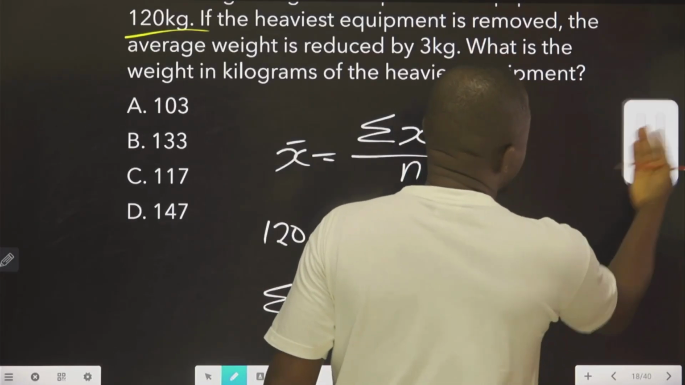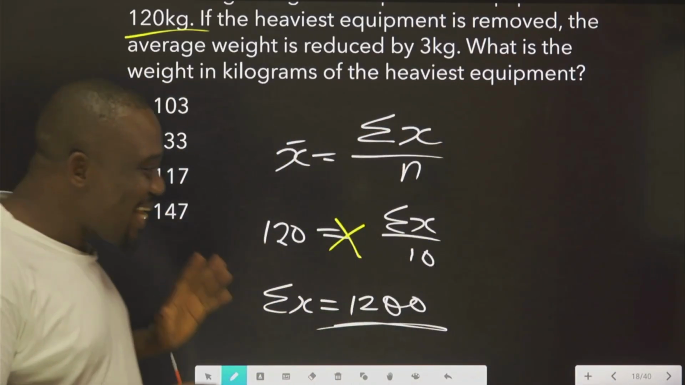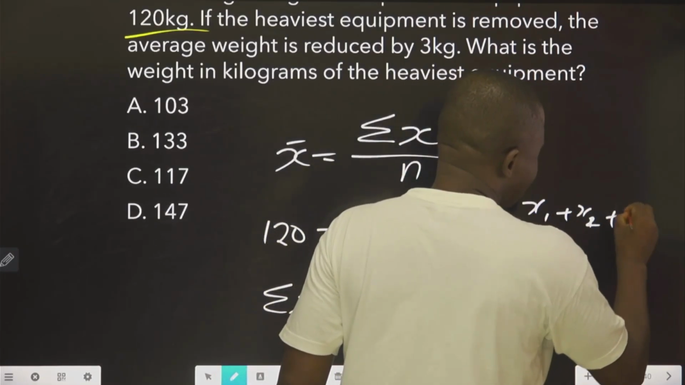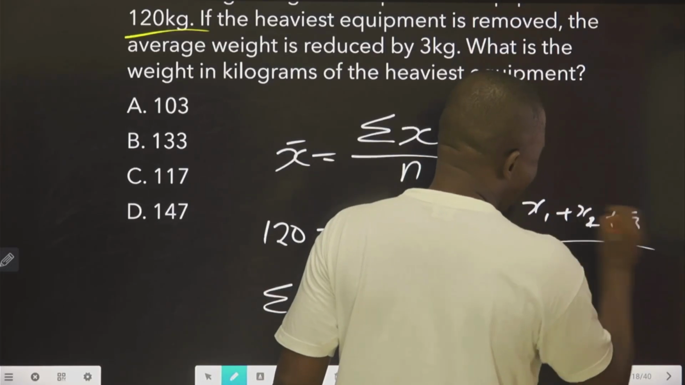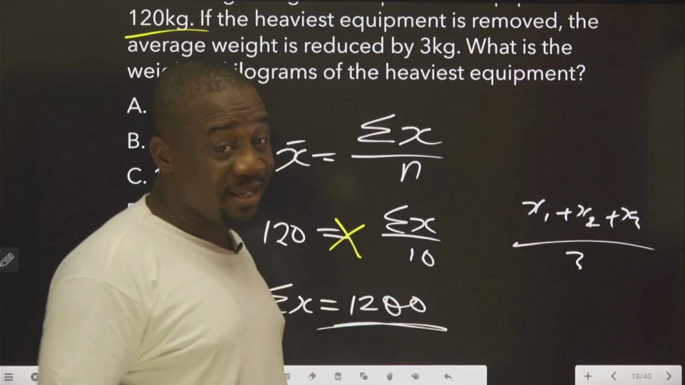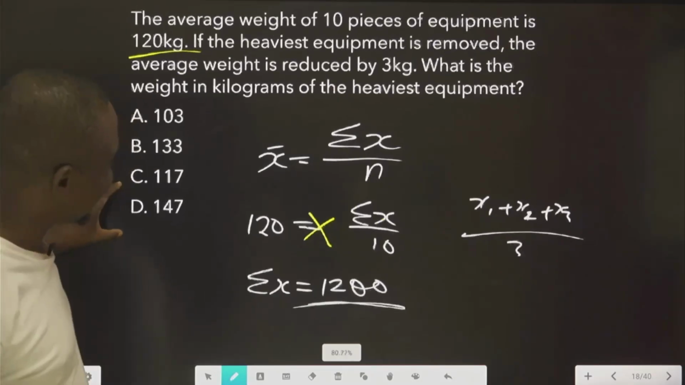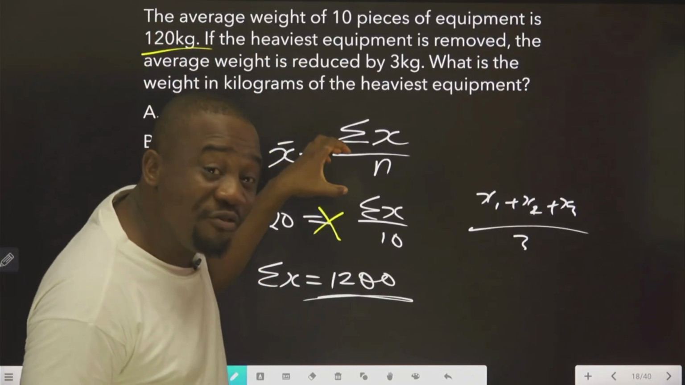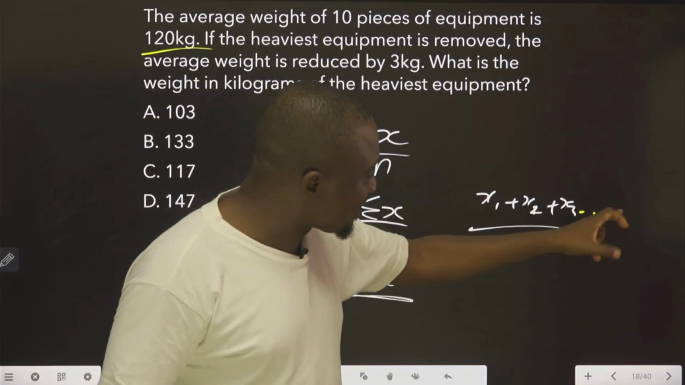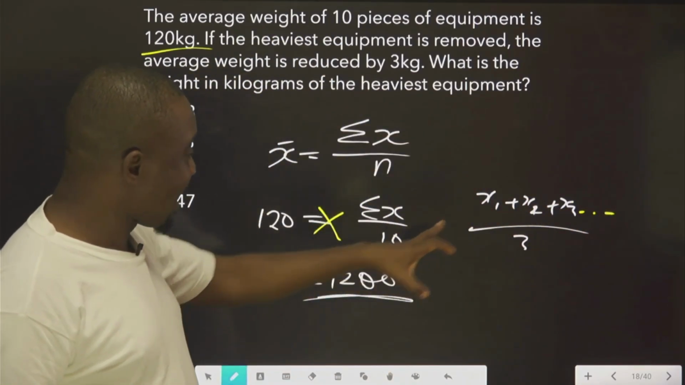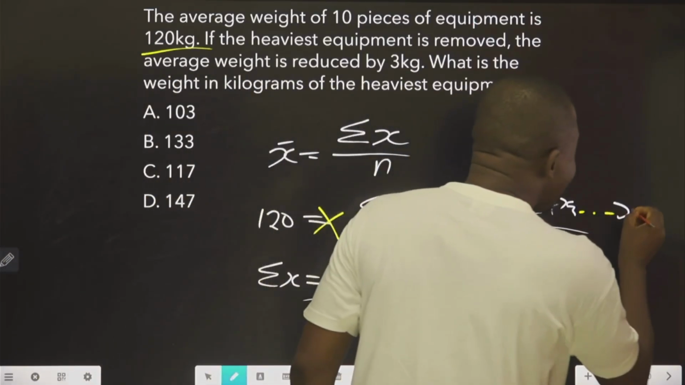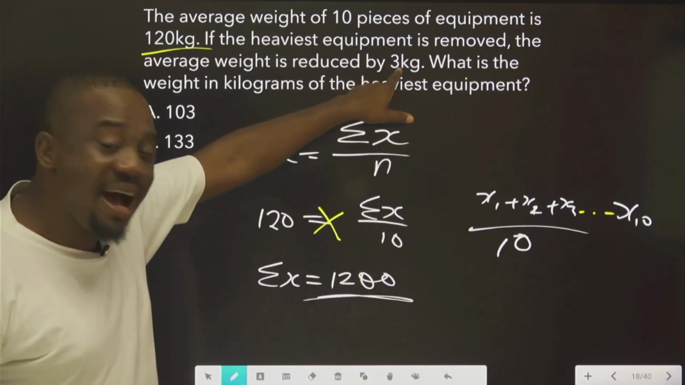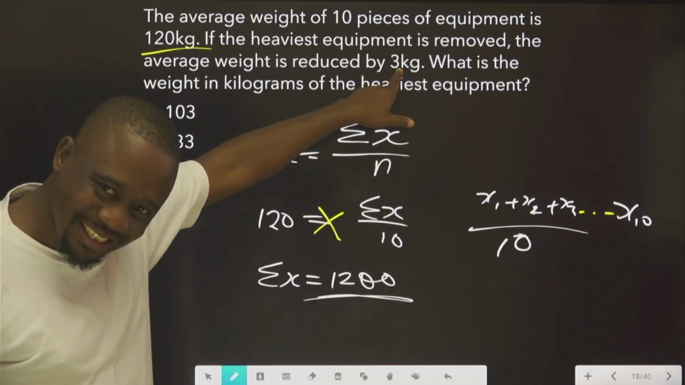You can also call this sometimes this. Okay? Now, this is like you are doing S1 plus S2 plus S3 etc. over how many of them? Say 3, for instance, to get the mean. The question is saying the heaviest was removed. And when you remove the heaviest, there are 10 in number. When you remove the heaviest, what we got, the average was reduced by 3.